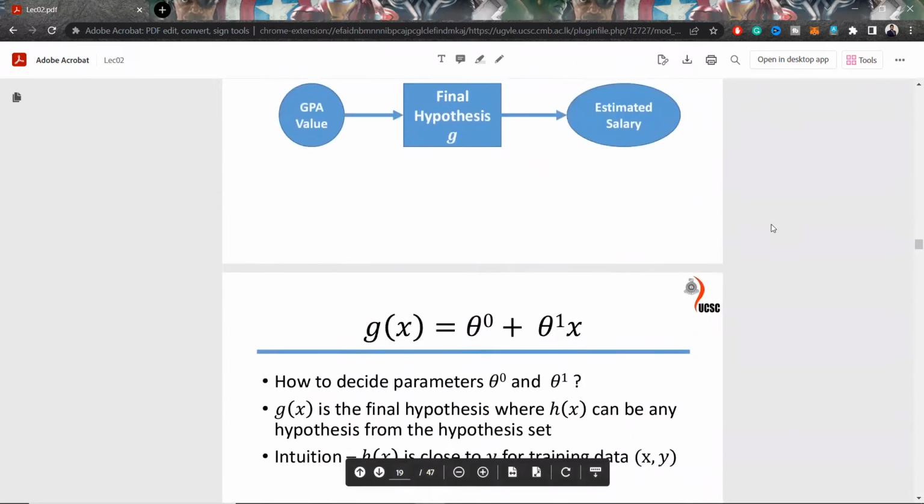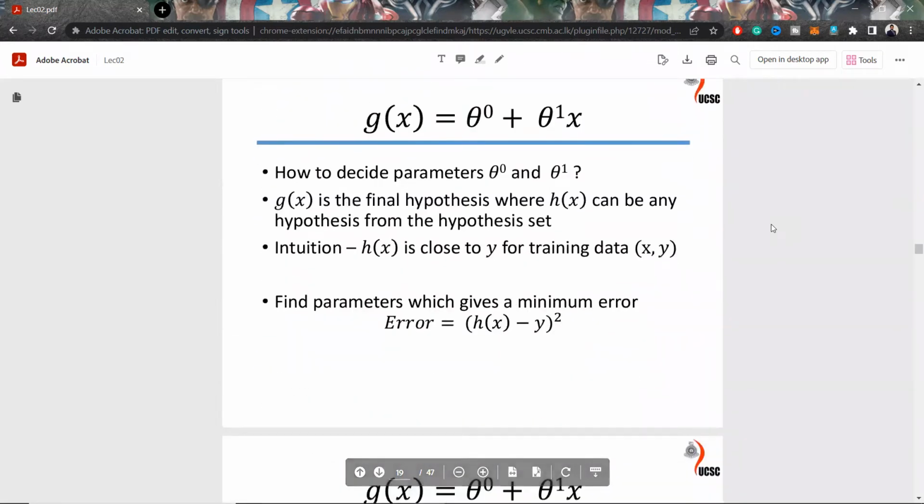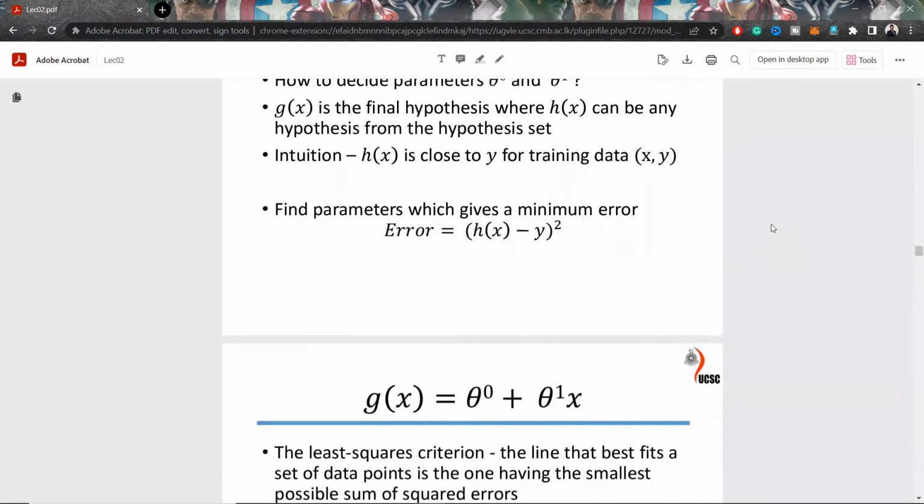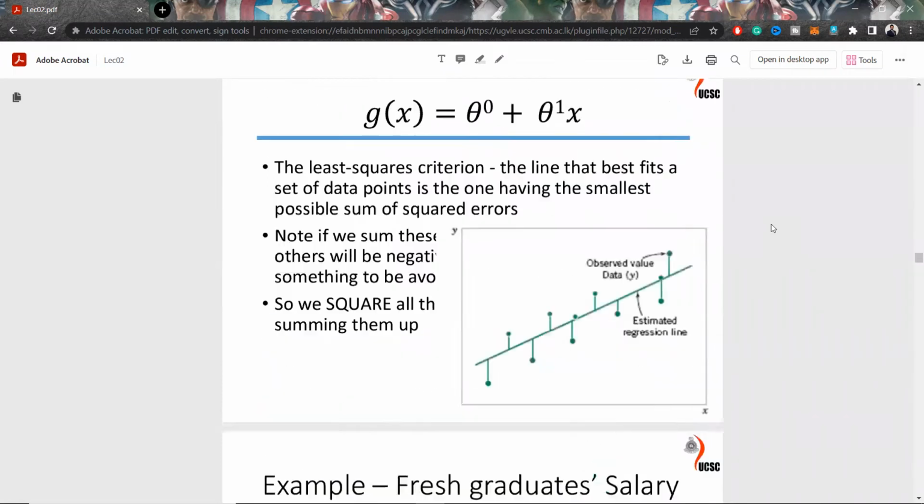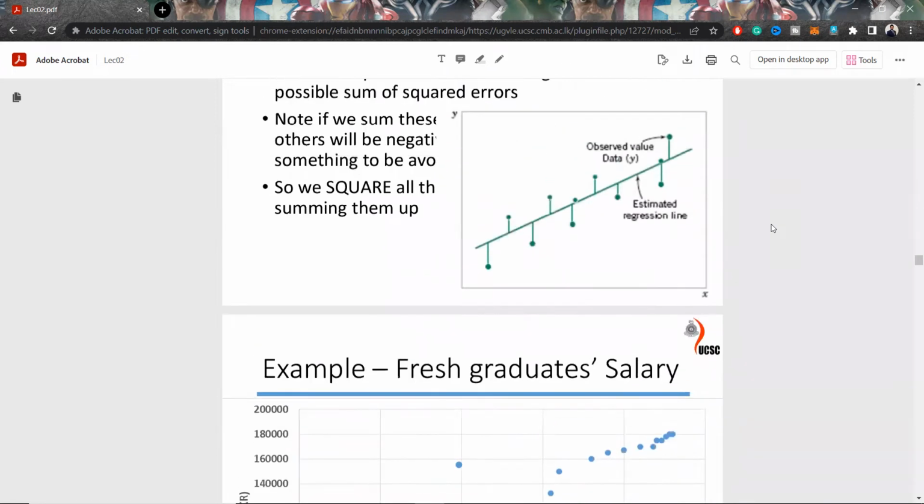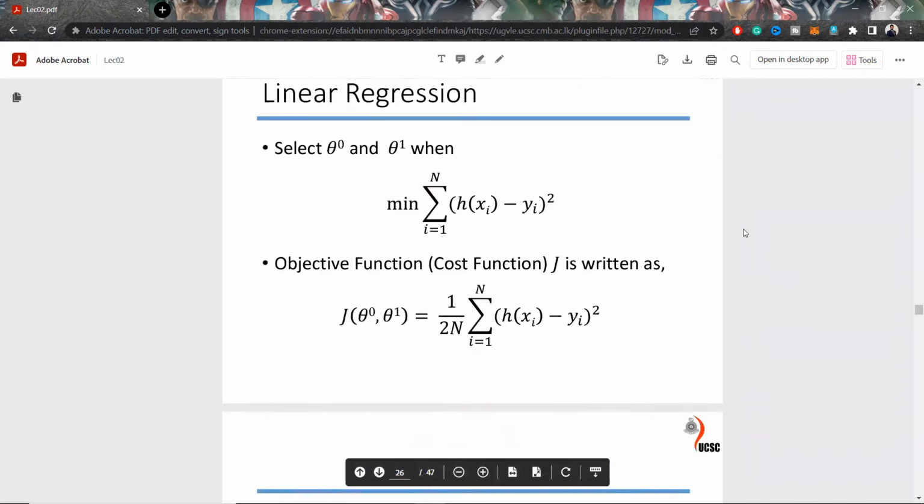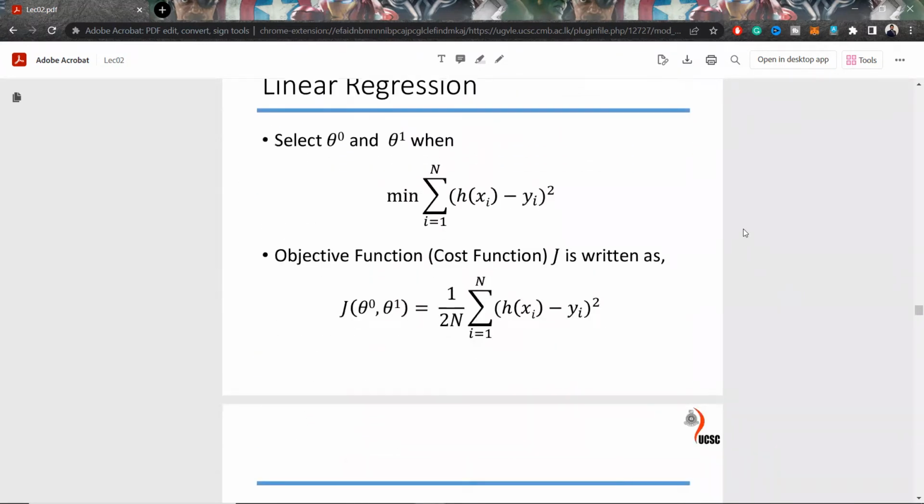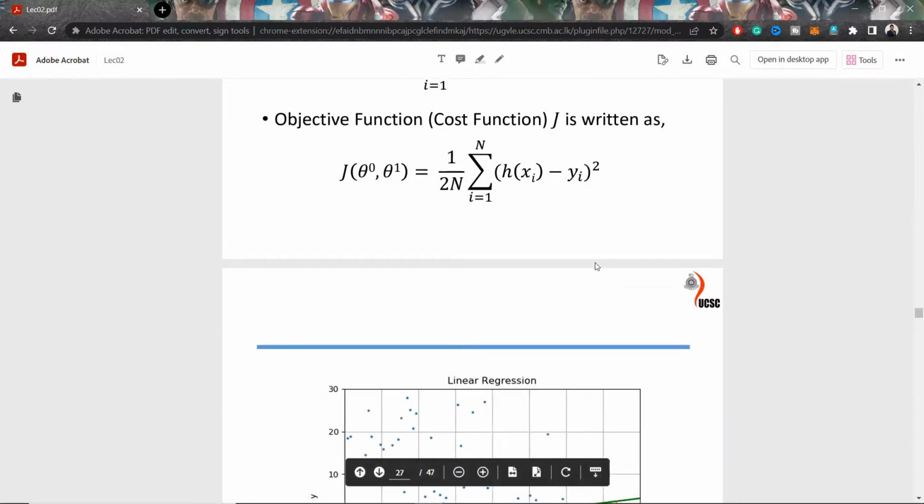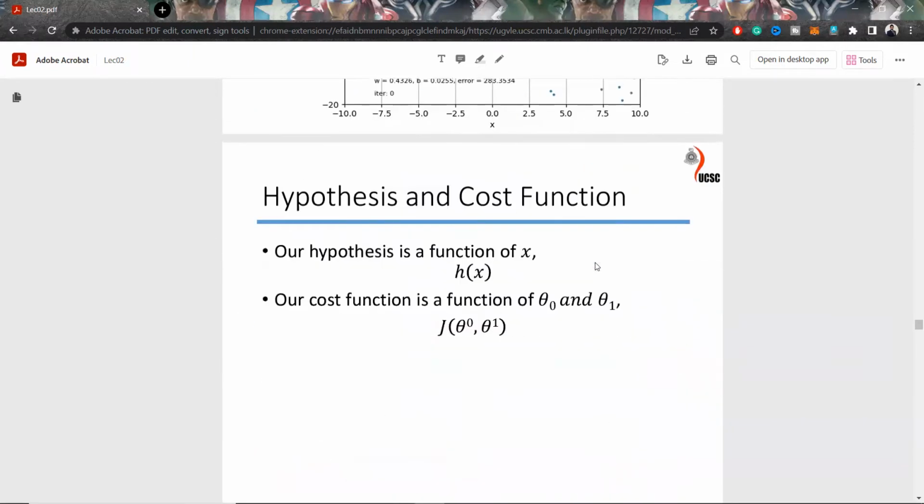Then we came up to this cost function, right? Then we discussed how to reduce the cost function. So this is the cost function. Here we have our hypothesis and the actual value, right? The difference between our hypothesis value and the actual value is the cost or the error, right?